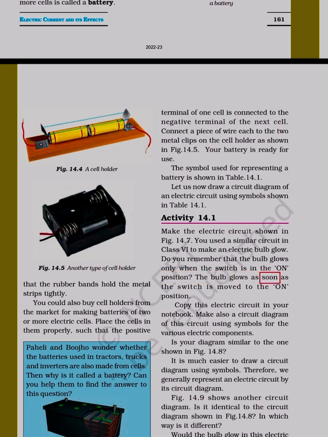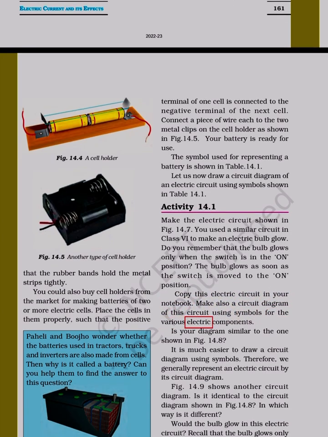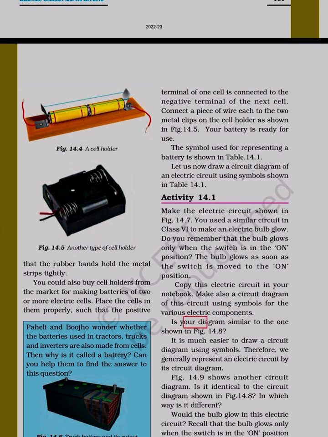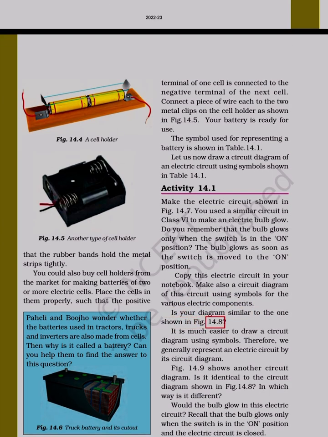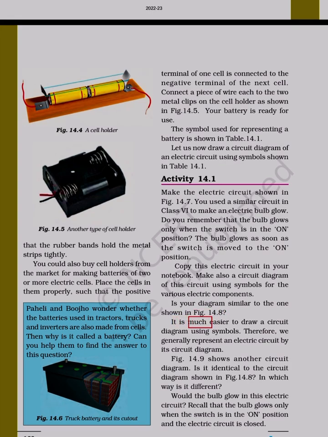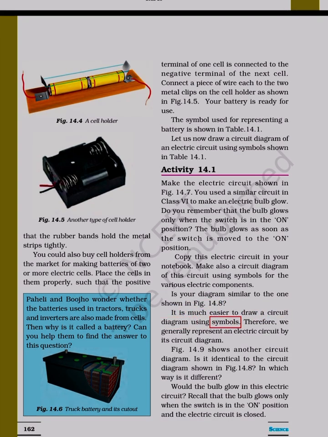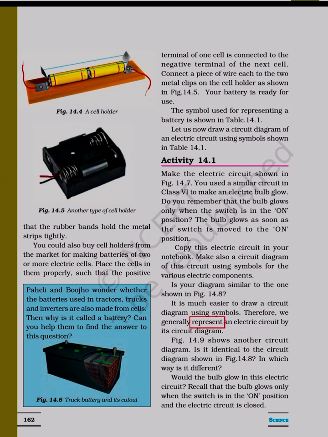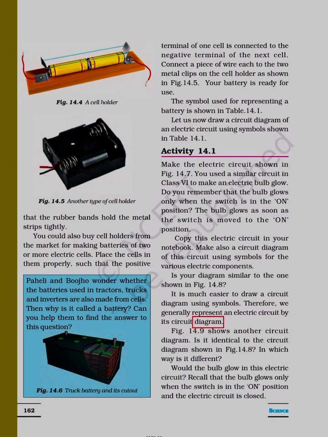The bulb glows as soon as the switch is moved to the on position. Copy this electric circuit in your notebook. Make also a circuit diagram of this circuit using symbols for the various electric components. Is your diagram similar to the one shown in Figure 14.8? It is much easier to draw a circuit diagram using symbols. Therefore, we generally represent an electric circuit by its circuit diagram.